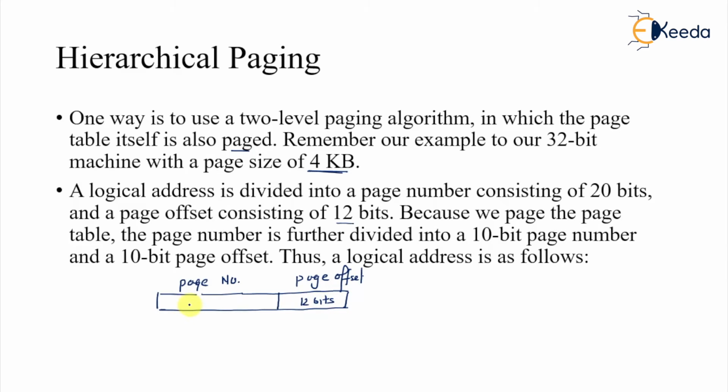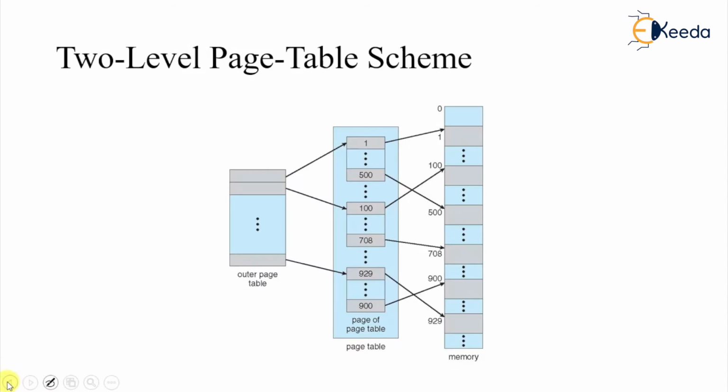The page number, with a total address size of 32 bits, is 20 bits. Now for hierarchical paging, we are going to take this 20 bits and further divide it. This is the example of it.